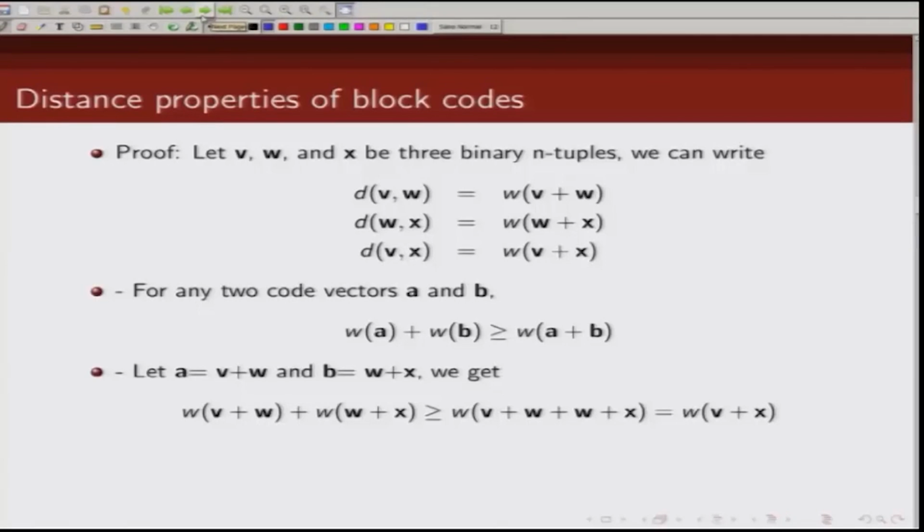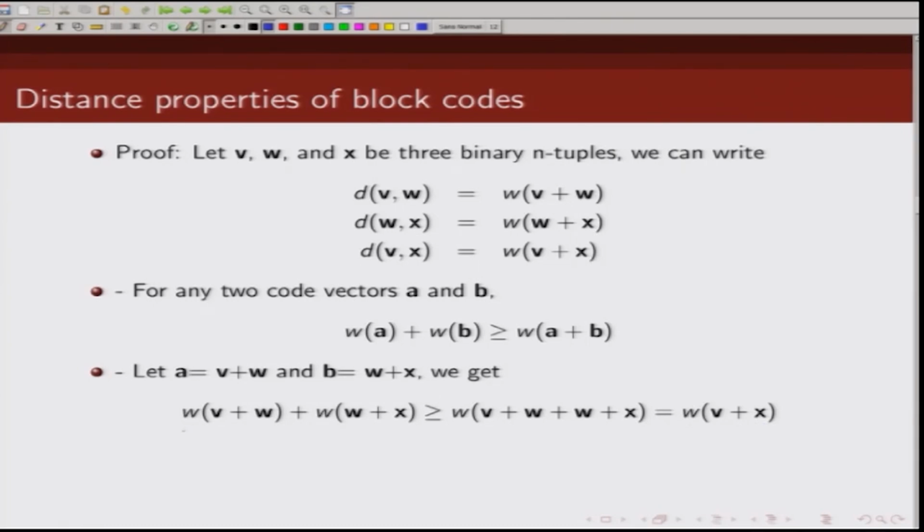So, let us choose a to be v plus w and b to be w plus x. If we choose these values of a and b and put them in this inequality, what we get is weight of v plus w plus weight of w plus x is greater than or equal to weight of v plus w plus x. Now w plus w is going to be 0, so this will be v plus x, which is given by weight of v plus x.